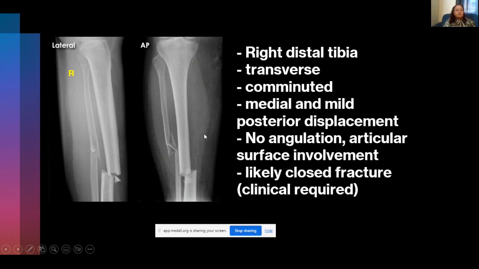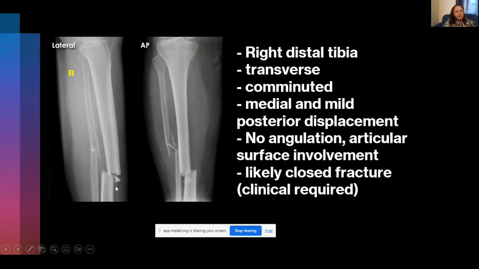Okay, the direction of the fracture, it's a transverse fracture. Is it comminuted? Yes, because I've got 1, 2, at least 3 fragments, so it's a comminuted fracture. Is there any displacement? Yes, there is not proper alignment between the both bones. So on the AP view, there is medial displacement. And on the lateral view, there is posterior displacement. So there is mild medial and posterior displacement.